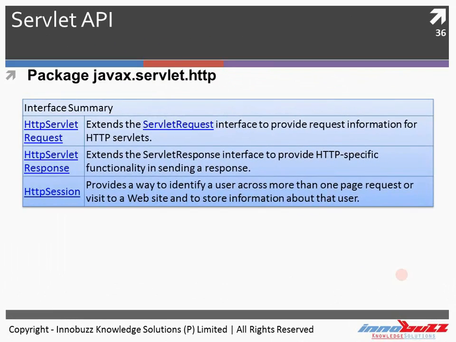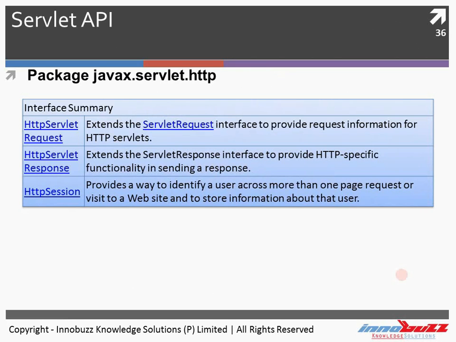Continuing with this, we have the javax.servlet.http package. Even this provides the listed interfaces as shown. We have HttpServletRequest, which extends the ServletRequest interface to provide request information for HTTP servlets. We have HttpServletResponse, which extends the ServletResponse interface.